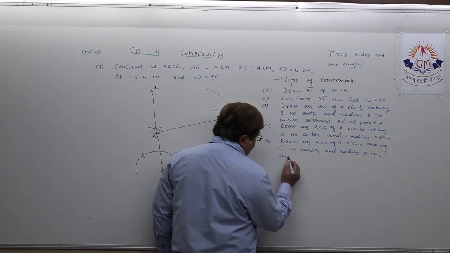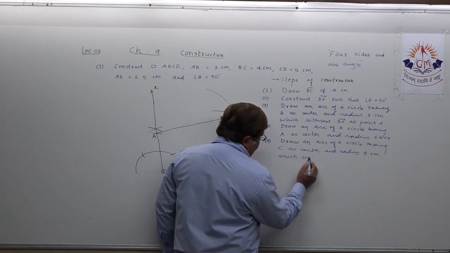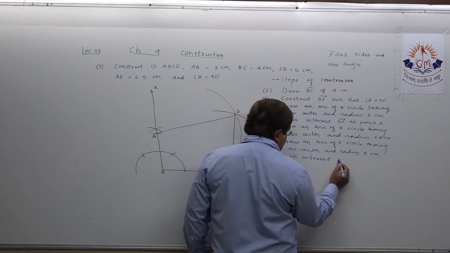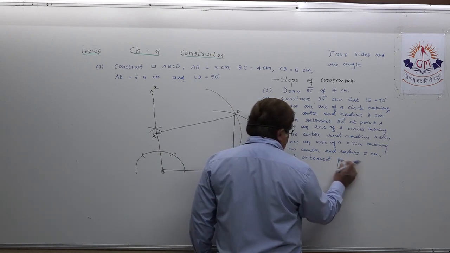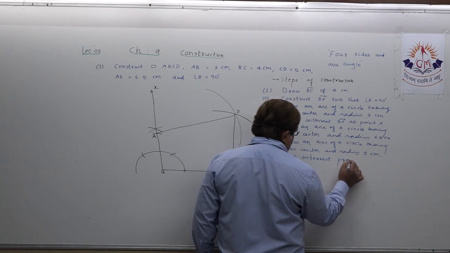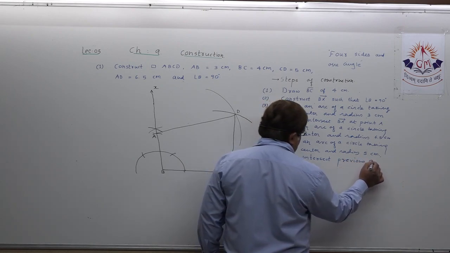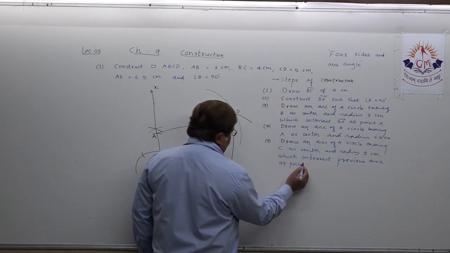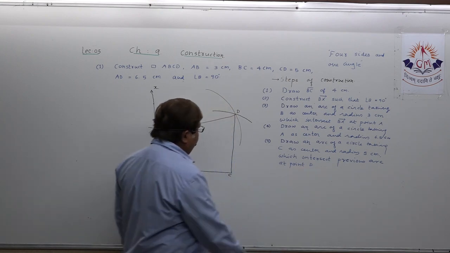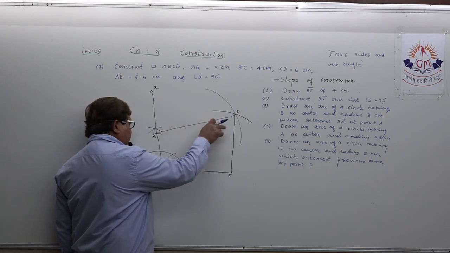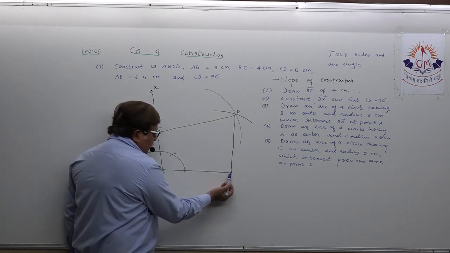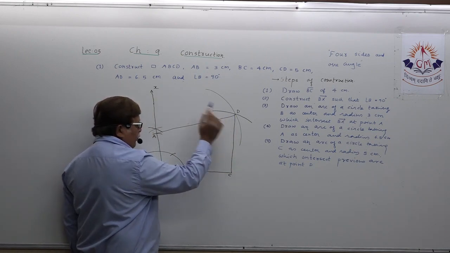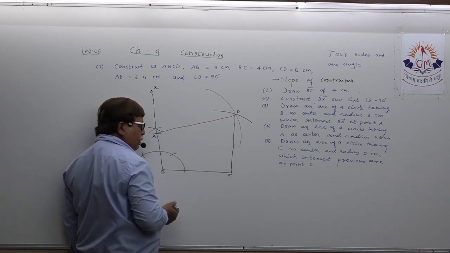Here you can write: which intersects the previous arc at point D. Is it clear in your mind? This arc was drawn. You have drawn another arc which intersects the previous arc at which point? D.